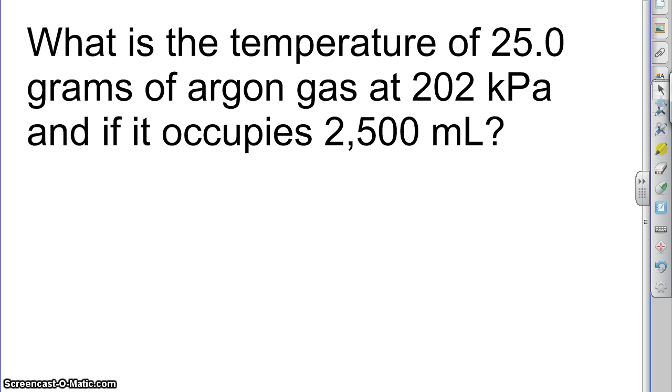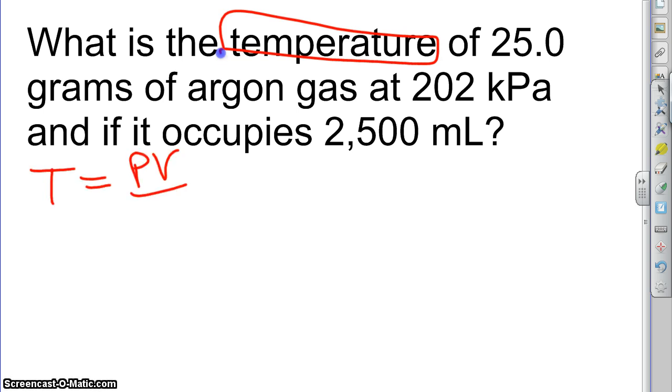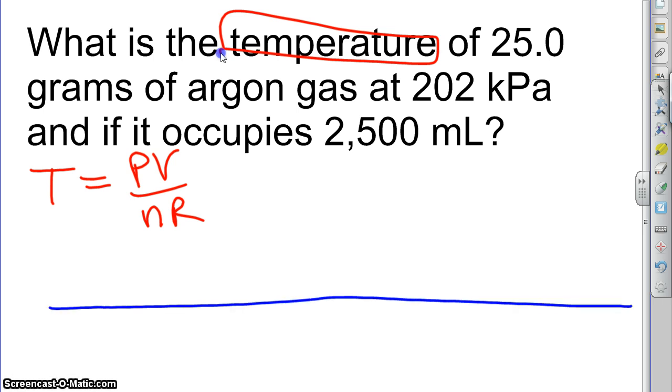So which iteration of the ideal gas law are we going to use? Well, it wants to know the temperature. So the temperature is PV over NR, where P is the pressure, V is the volume, N is the number of moles, and R is the ideal gas constant. So I'm going to make a chart to plug things in on. P on top, V on top, N on the bottom, R on the bottom.